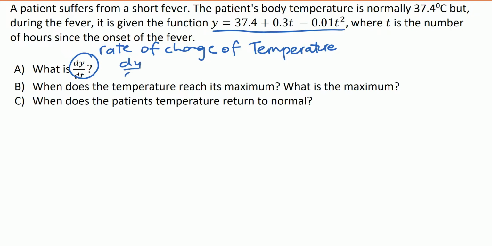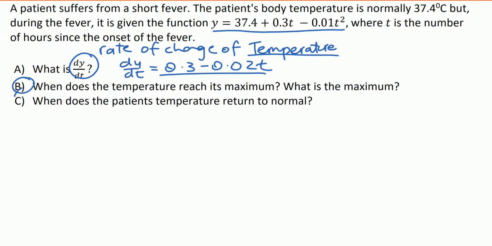So dy by dt would be equal to 0.3 minus 0.02t. Is that right? You happy with that? But what does that actually represent? It represents the rate of change of temperature with respect to time. So how fast is the temperature changing with respect to time? Does that make sense? Because when does the temperature reach its maximum? The temperature reaches its maximum when the rate at which it's changing is 0.